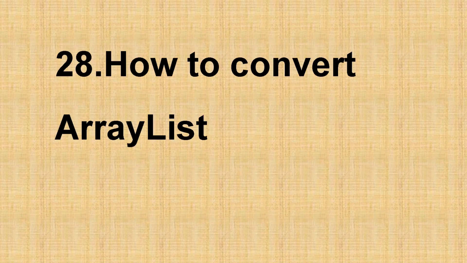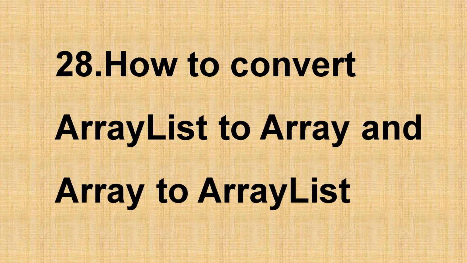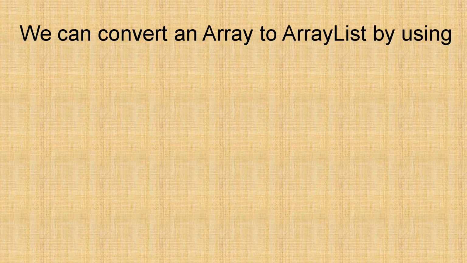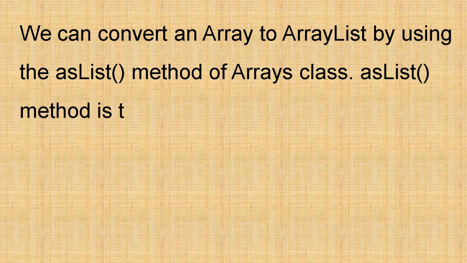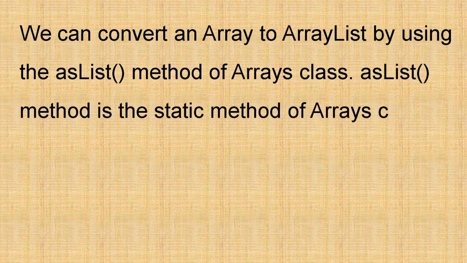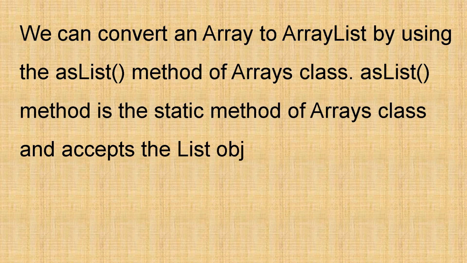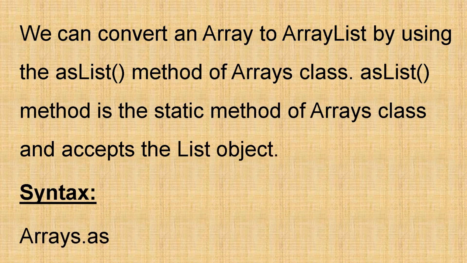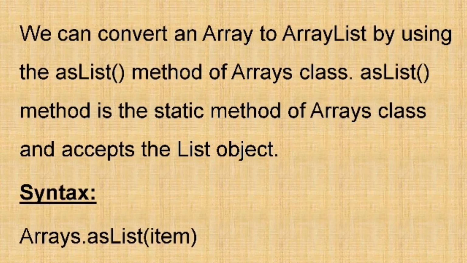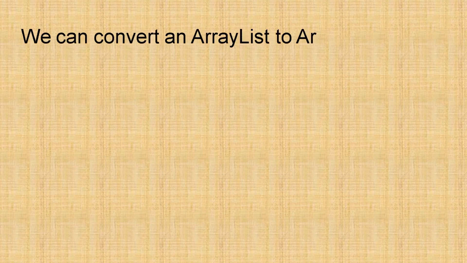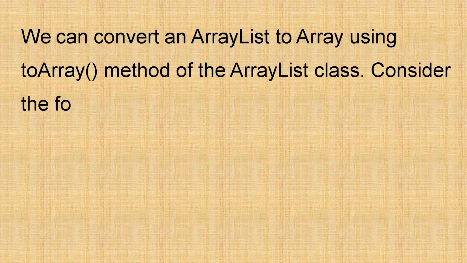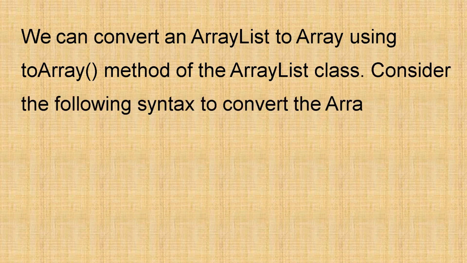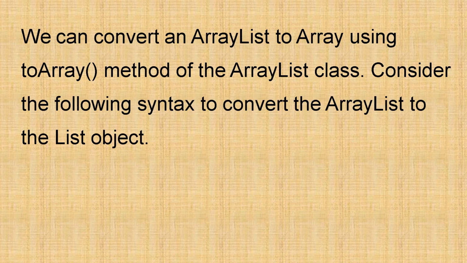How to convert ArrayList to array and array to ArrayList? We can convert an array to ArrayList by using the asList method of the Arrays class. The asList method is the static method of the Arrays class and accepts the array object. Syntax: Arrays.asList(item). We can convert an ArrayList to array using the toArray method of the ArrayList class. Consider the following syntax to convert the ArrayList to the array object.